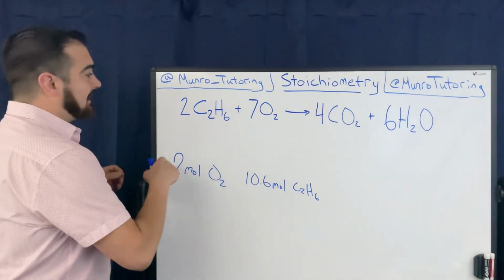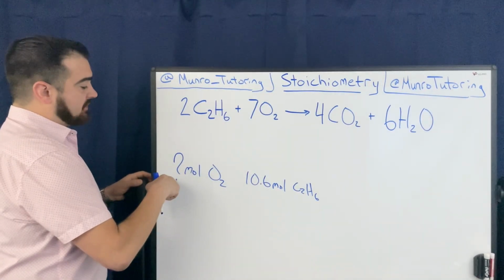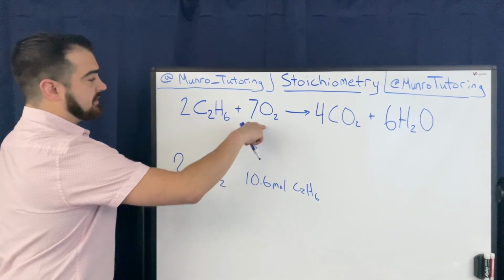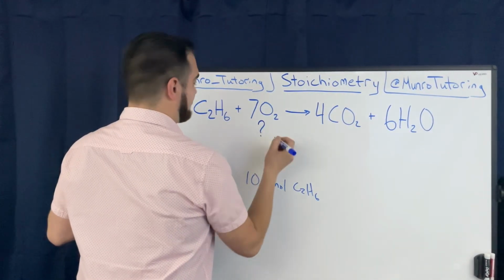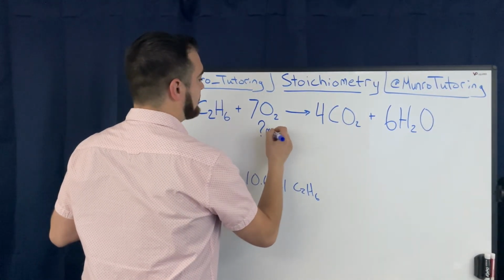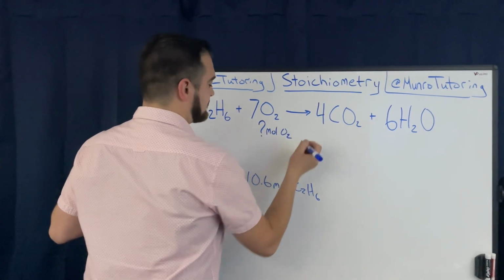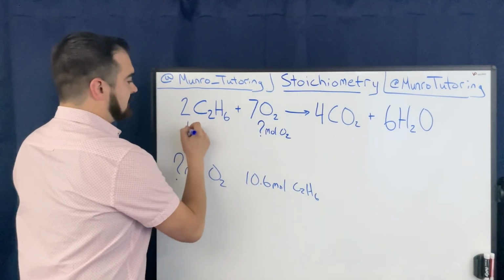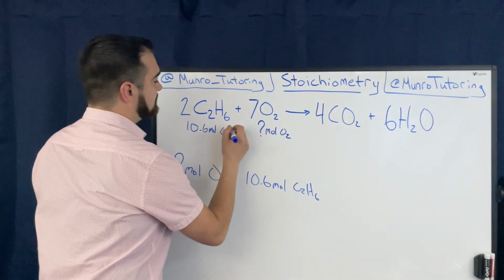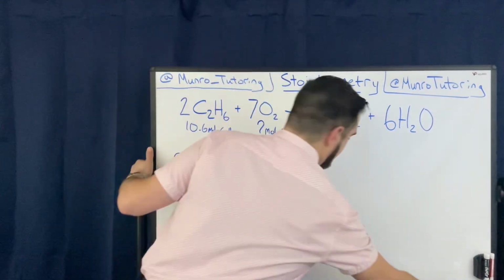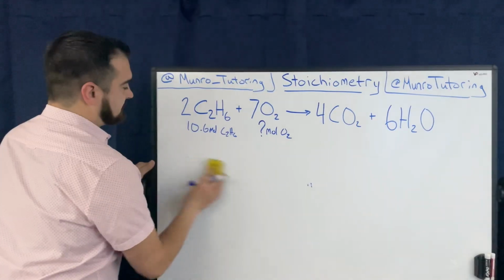So what I like to do is I'll put what I need under where it goes. So in other words, I want to know about moles of oxygen, and I just like to do this to have a simplified question. So I want to know moles of O2, and I'm given 10.6 moles of C2H6, right? And now we have a little more room to work with this.